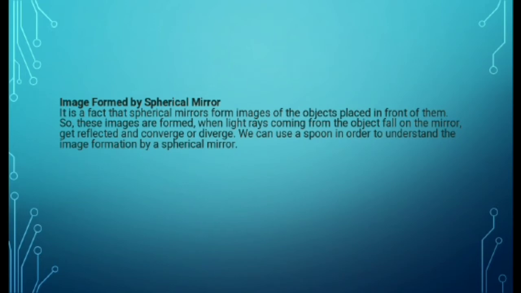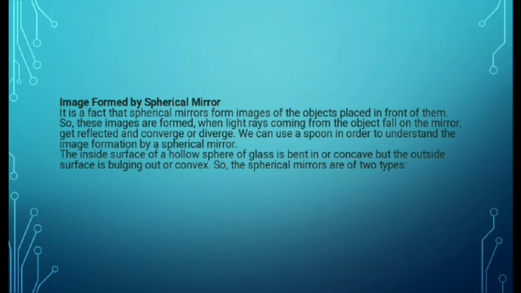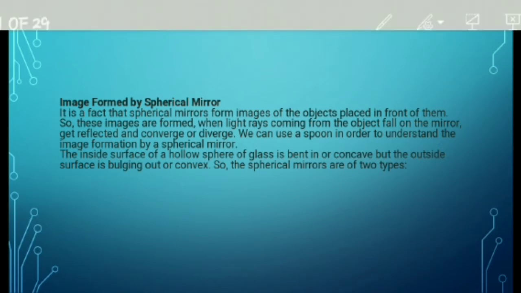It is a fact that spherical mirrors form images of the objects placed in front of them. These images are formed when light rays coming from the object fall on the mirror and get reflected to converge or diverge. We can use a spoon in order to understand the image formation by a spherical mirror. The inside surface of a hollow sphere of glass is bent in, or concave, but the outside surface is bulging out, or convex. So the spherical mirrors are of two types.